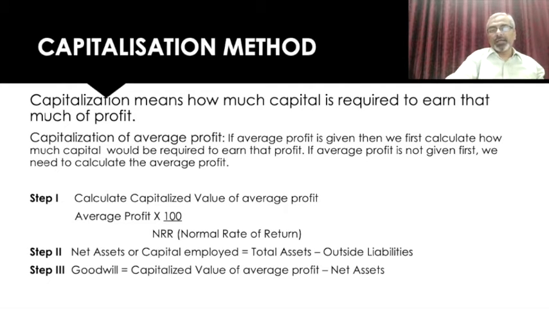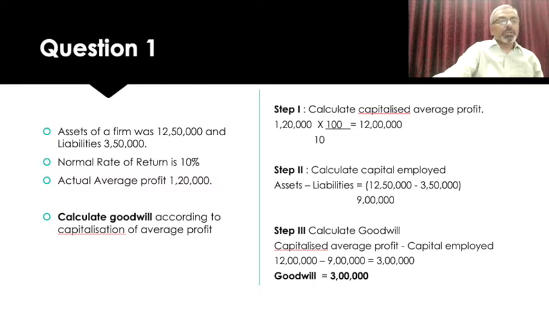Now, how do you do that? There are two formulas. Number one, total asset minus outside liabilities. Or if you are given the value of capital account, current account, reserves and surplus and profit, that will be added to find out the capital employed. There are two methods with which the capital employed can be calculated, which we'll see when we do the sums. And the third step is to ascertain the goodwill, and that step is goodwill equals capitalized value of average profit minus net assets. Now let us solve some problems.